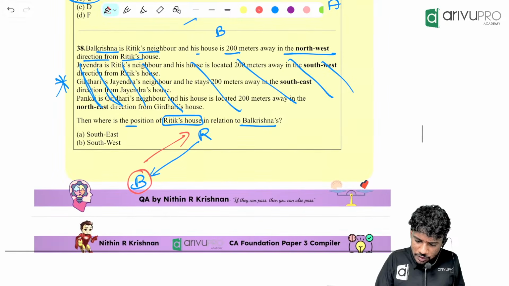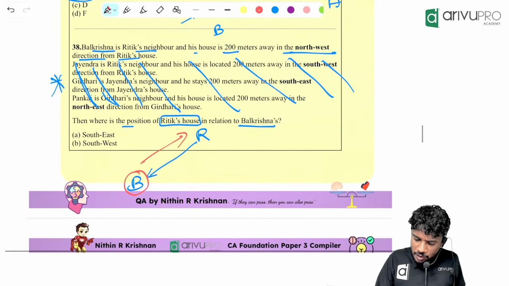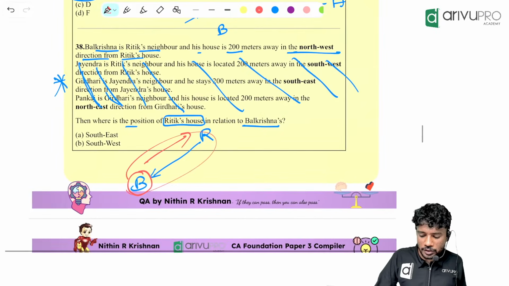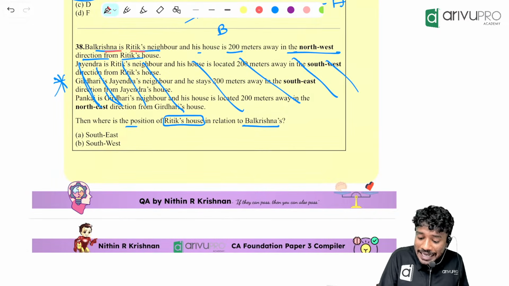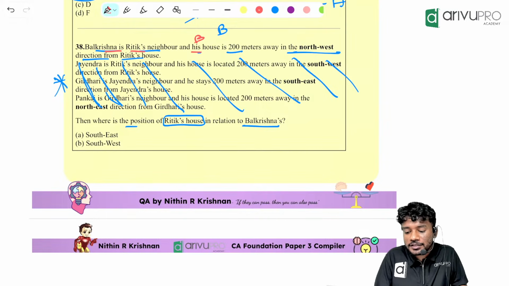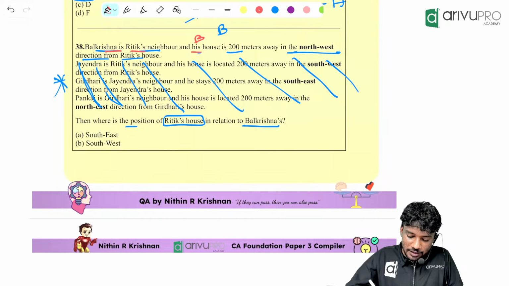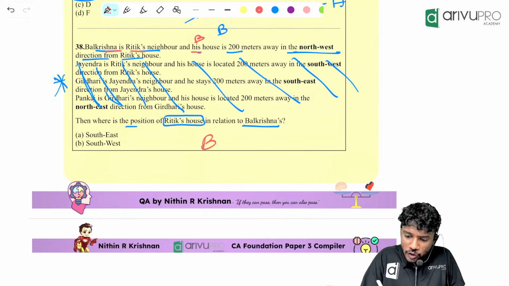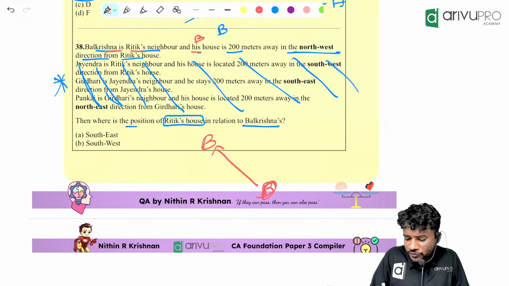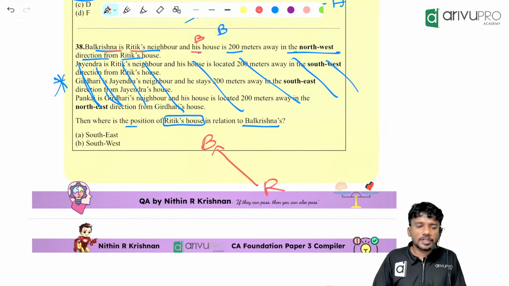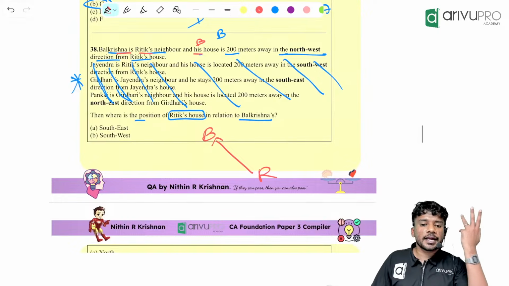Did I draw it wrong? No, Balakrishna is Ritvik's neighbor. His house, Balakrishna's house is... I drew it wrong. Yes. What is mentioned? Balakrishna is Ritvik's neighbor and his house, that is Balakrishna's house, is 200 meter in the northwest direction. So where is Balakrishna's house? 200 meter in the northwest direction of Ritvik's house. Okay, that was the mistake we made. We took the opposite direction by mistake.